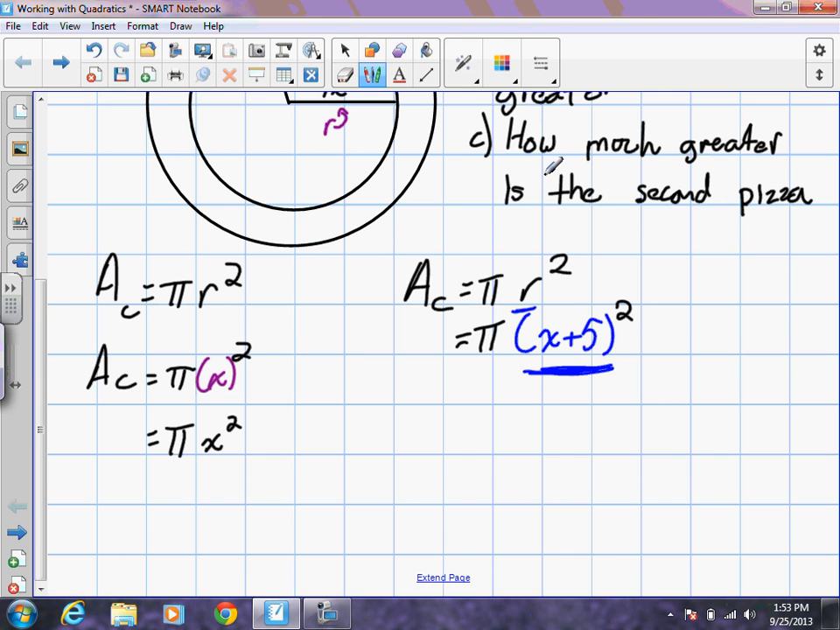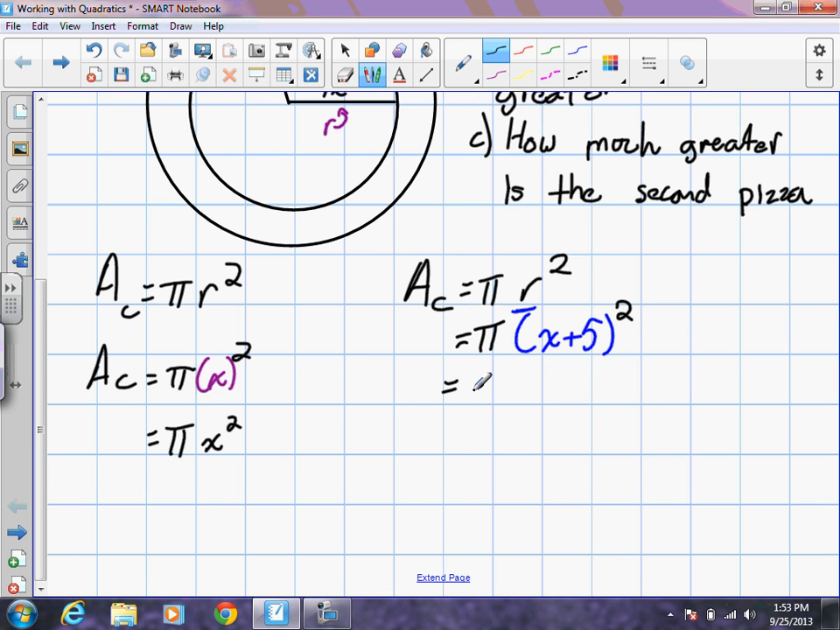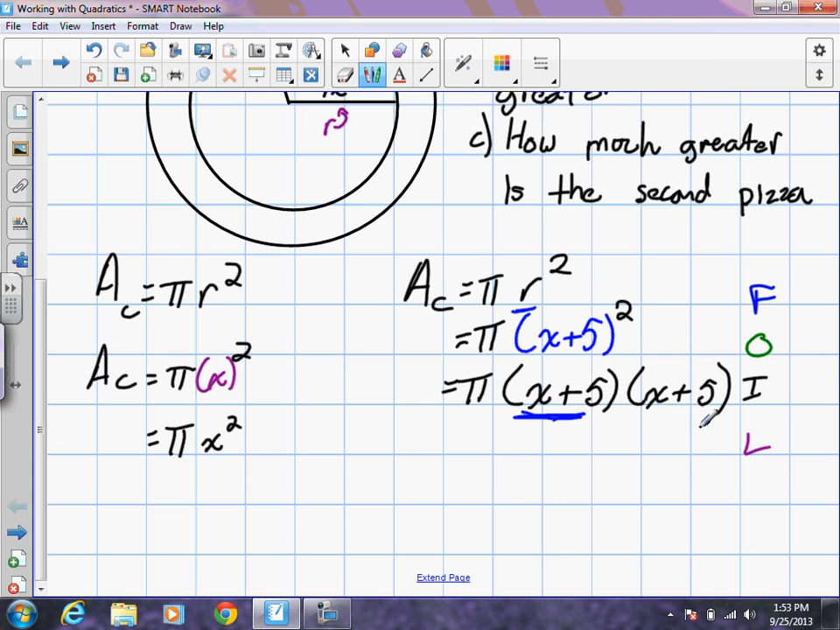Okay? So what that means is we'll be using FOIL to do this. So we go to rewrite this. We have pi times x plus 5 times x plus 5. You guys remember FOIL? First, outside, inside, and last. What that is, it helps us use distributive property when we have two binomials. Binomial means we have two numbers inside a bracket multiplied by another two numbers inside a bracket.